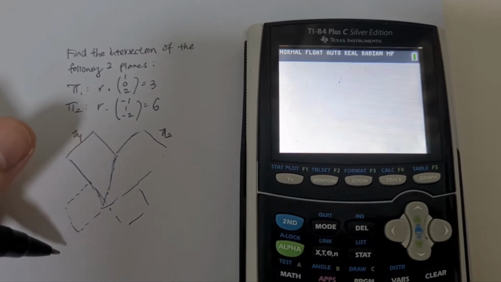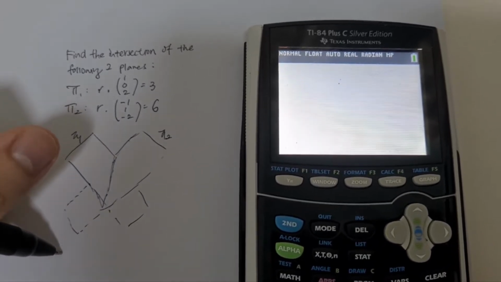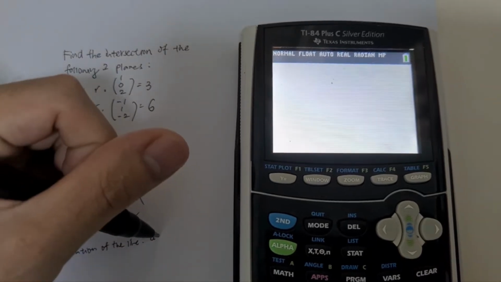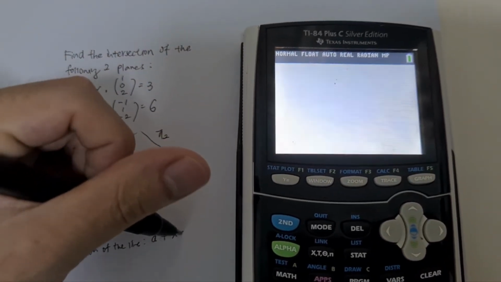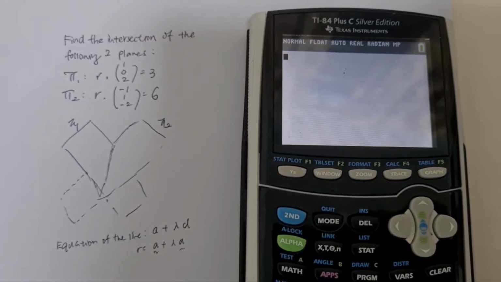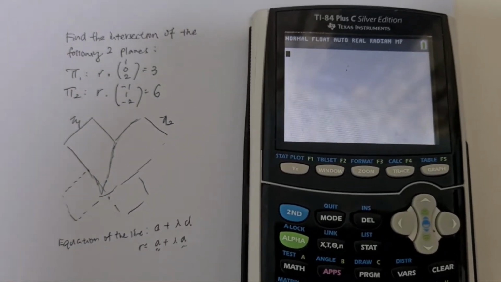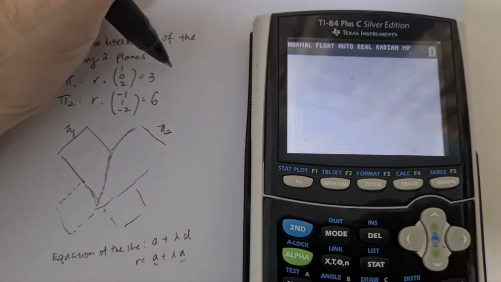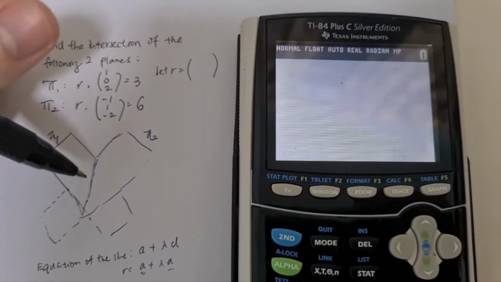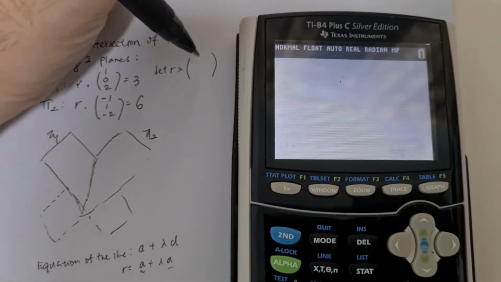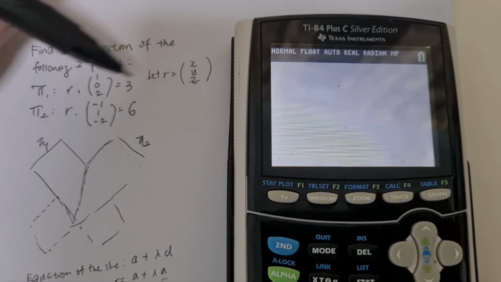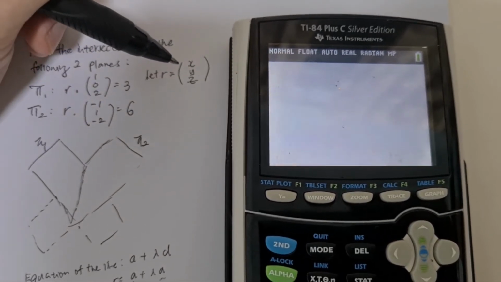In our vectors topic, we know that the equation of a line consists of a point and a direction vector. So in order to find the intersection of the following two planes, we first have to let R be a point on this line itself. We let it be x, y, z.